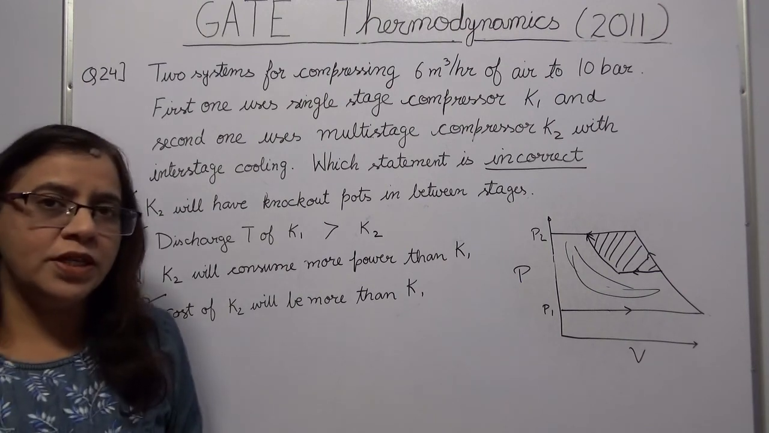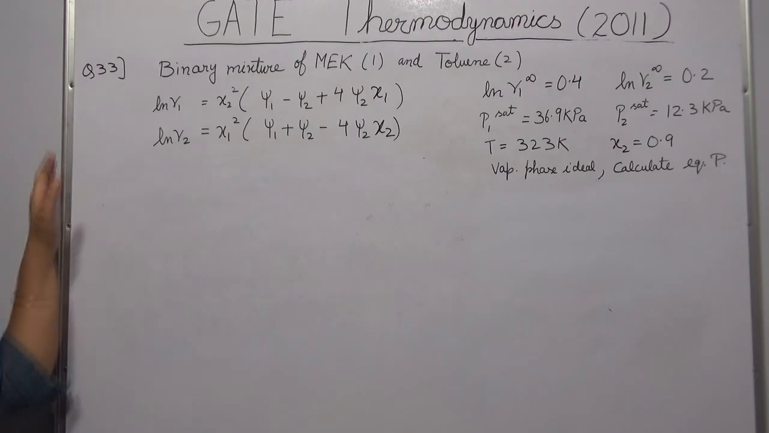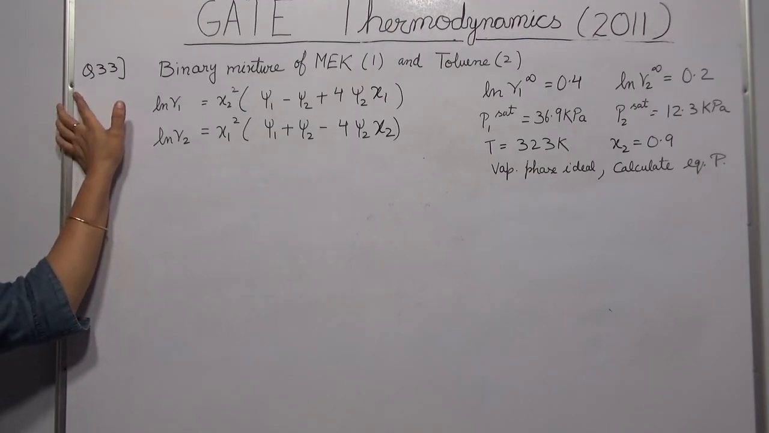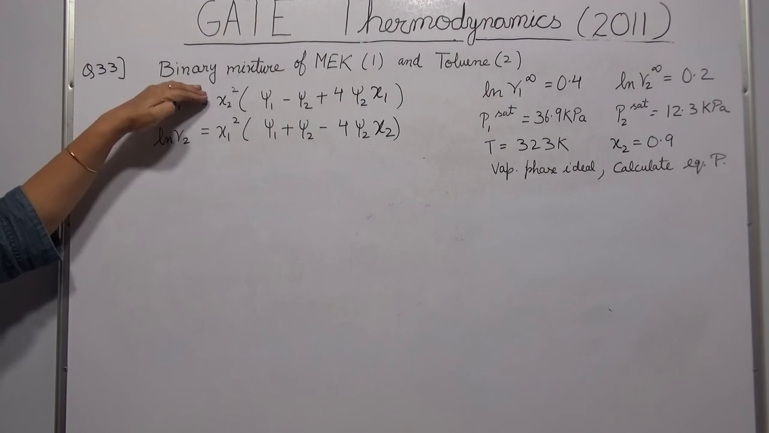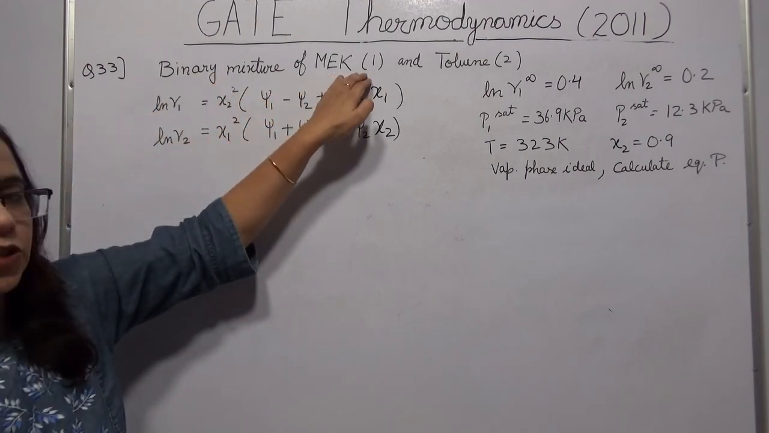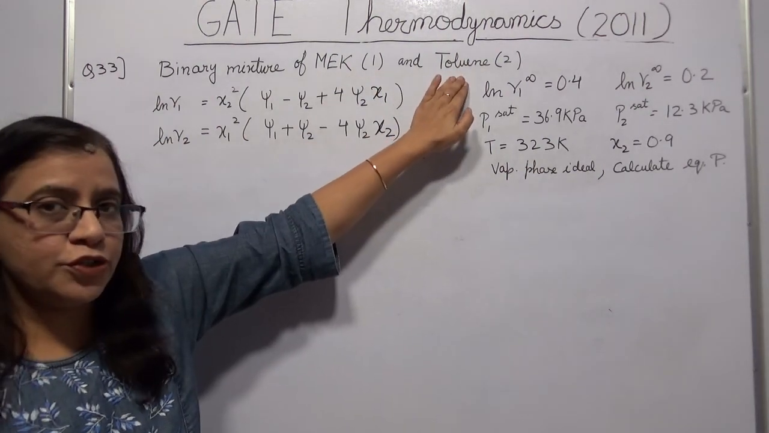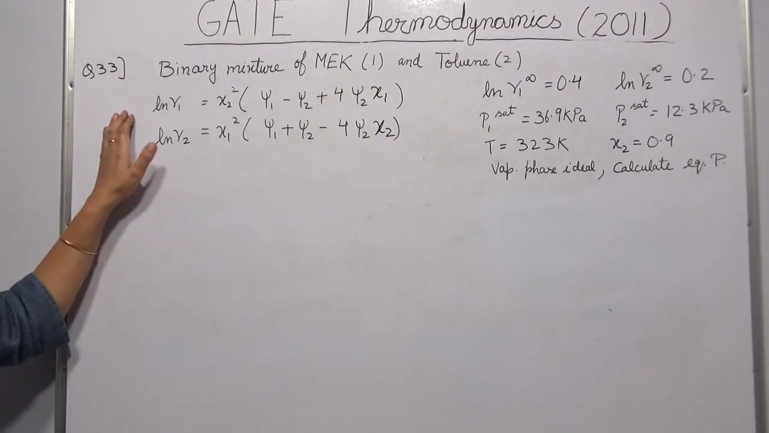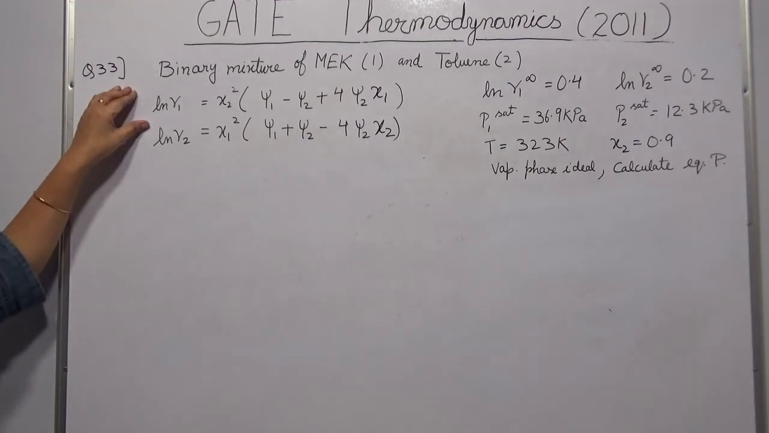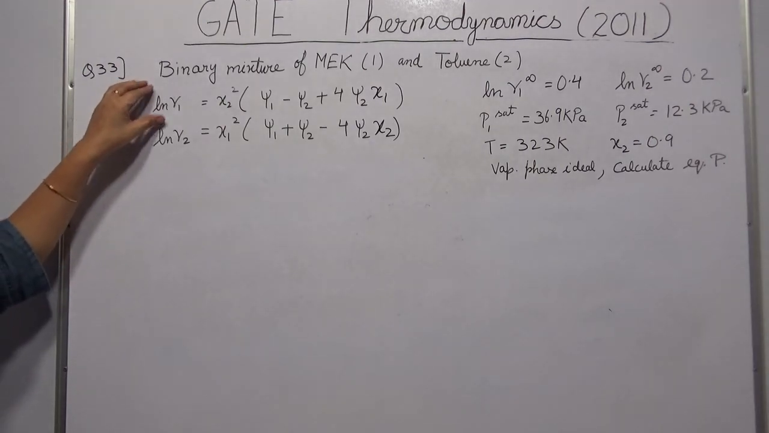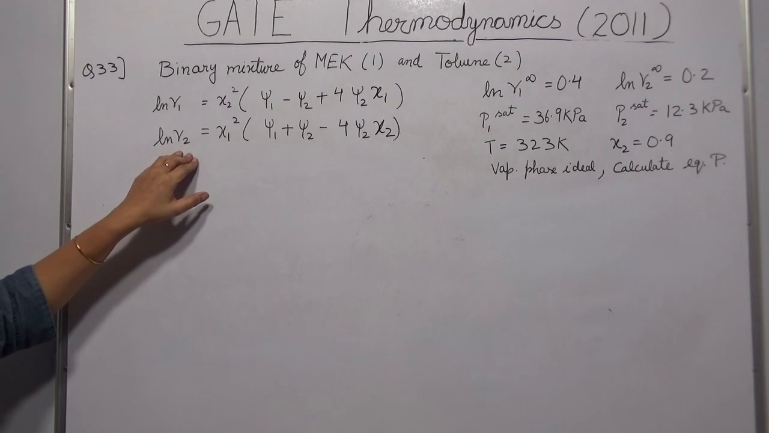Now let's move on to the next problem. The next problem which I am going to take is question number 33. It talks about a binary mixture of methyl-ethyl ketone, which is marked as component 1, and toluene as component 2. They have given you certain information, that is ln gamma 1 and ln gamma 2, where gamma 1 and gamma 2 are activity coefficients.